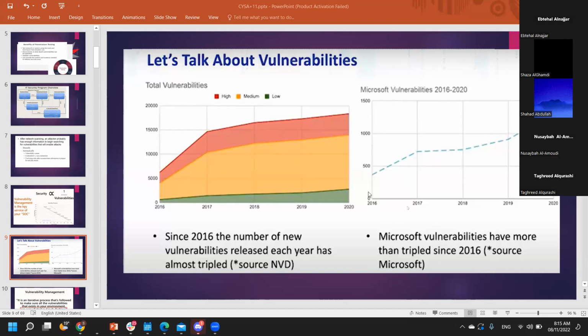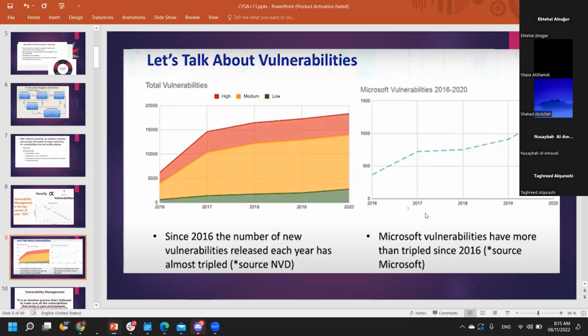So we're talking about Microsoft vulnerabilities over the last few years, from 2016 all the way to 2020. You can see they used to have around 500 well-known vulnerabilities, and then look at the curve right now, it's going to 1,500. So we can tell that the vulnerabilities in Microsoft alone, as one vendor, okay, you have so many vendors. You have Linux operating systems, you have Unix, you have Mac OS. So you have so many operating systems.